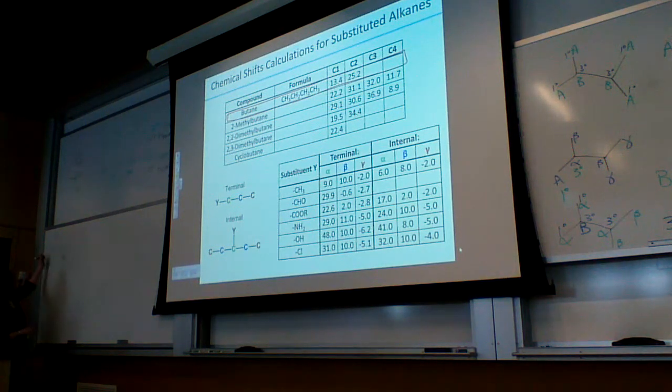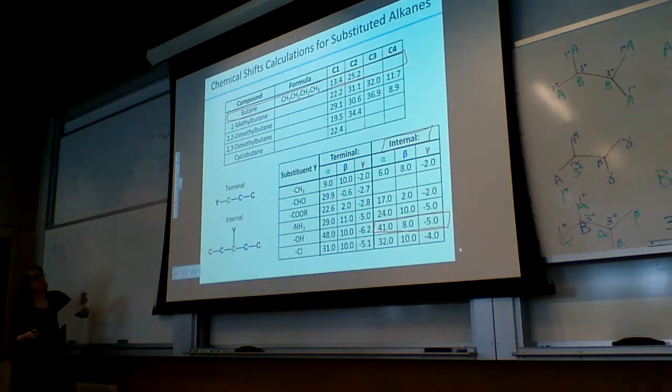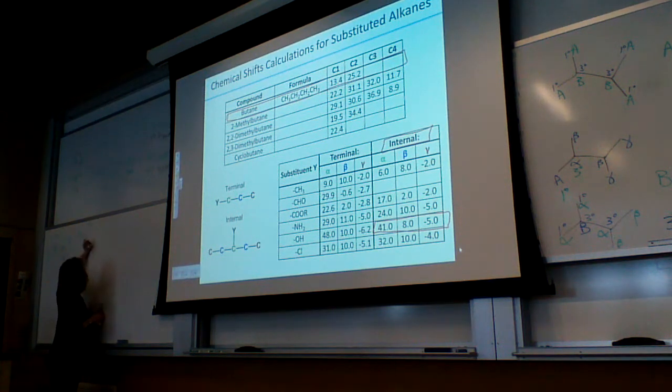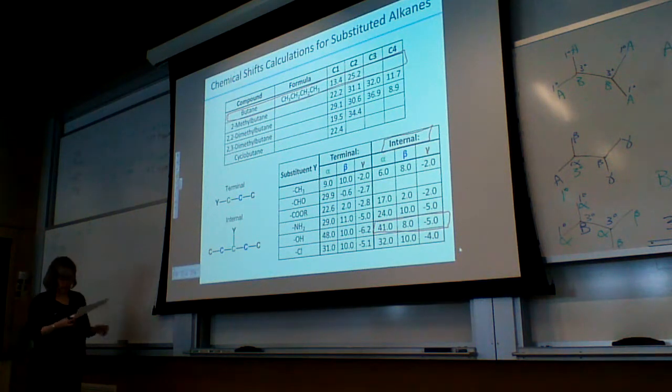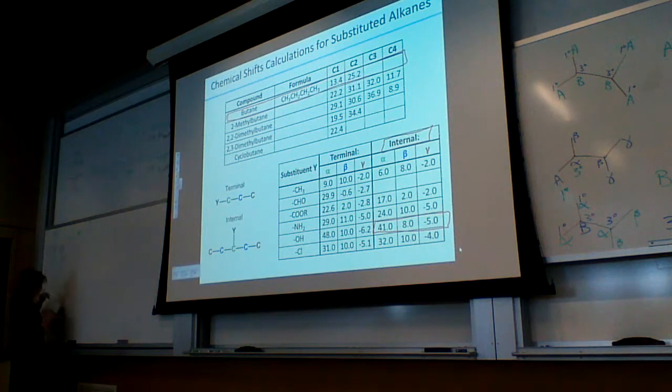In this case, this is C1 and this is C2. And then we have C2 and C1 again. And then we're going to be looking at substituents. In this case, we have the OH group on an internal carbon, so we will use the internal values here. And then we have the OH, and we will determine alpha, beta, and gamma from there. So, again, we have just two, A and B, so we will do A. And that's going to start with our base value of C1, which is 13.4 parts per million. Then we have two different OH groups, and we'll label them OH1 and OH2.